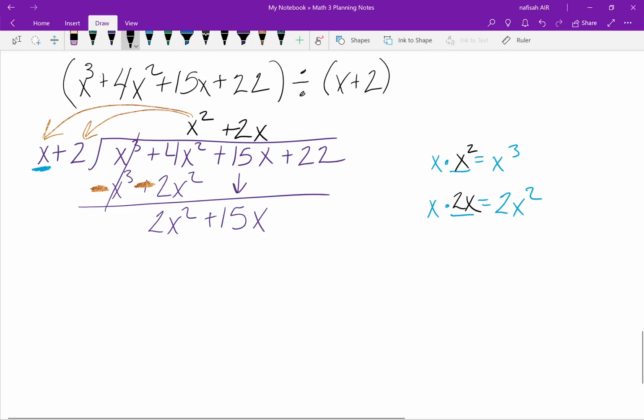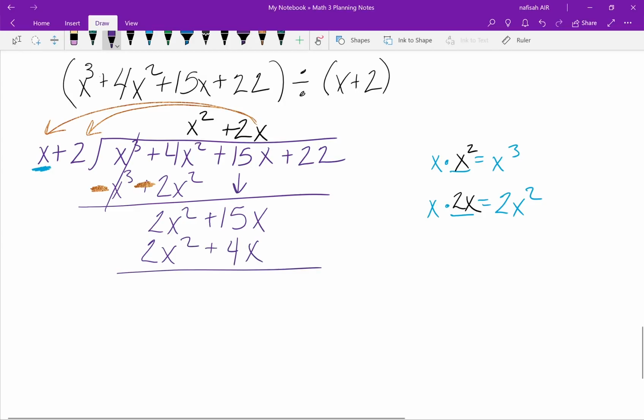And now I'm going to do the same thing I did before. So I'm going to take this 2x, I'm going to multiply it by x, 2x times 2. So 2x times x is 2x squared. 2x times 2 is positive 4x. I have to remember that I'm subtracting, which means I have to change every sign. If it's positive, it turns negative. If it was negative, it turned positive.